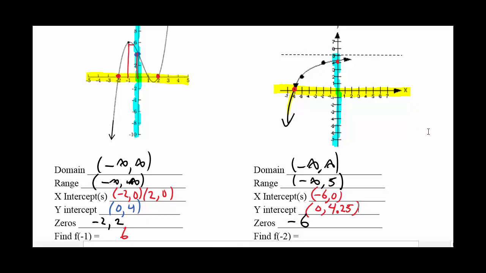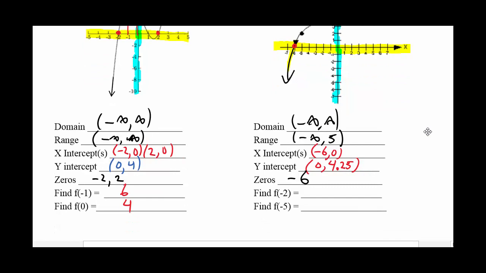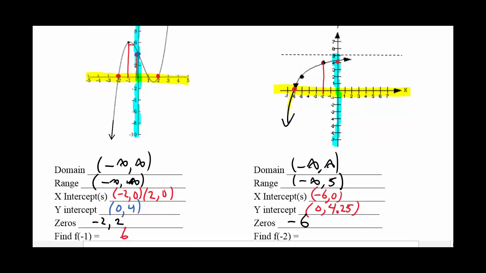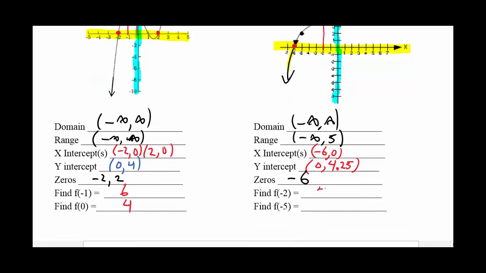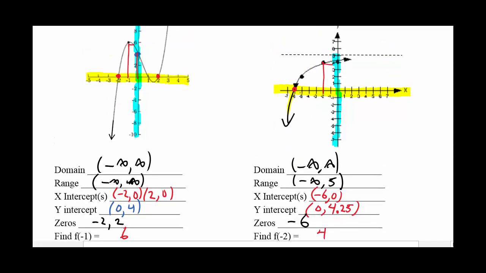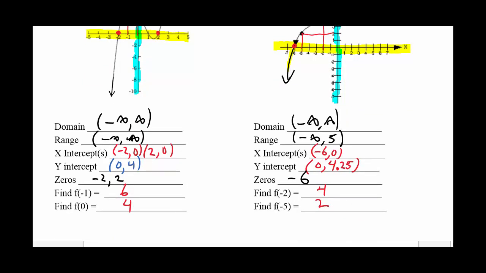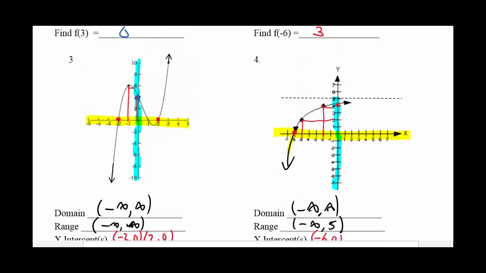f of negative 2, so I'm going to come over here, and it looks like it's crossing that at 4. And f of negative 5 right there, and it looks like it's going to cross it at 2. So negative 5, 2 would be the ordered pair there.